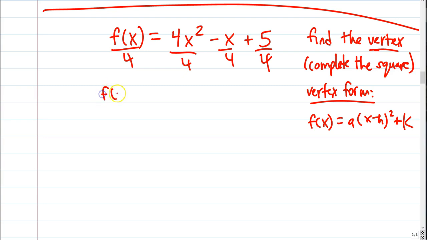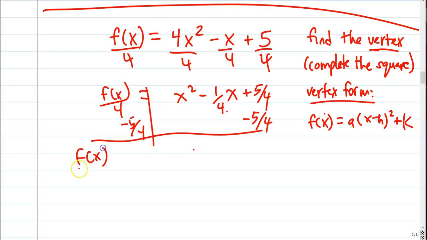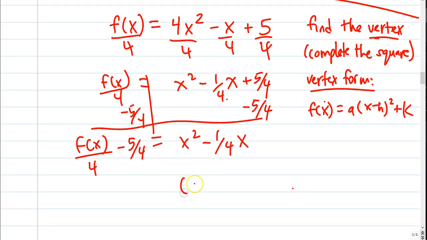So we have f of x over 4 is equal to x squared minus 1/4 x plus 5/4. Step 2, we're going to move the c. F of x over 4 minus 5/4 equals x squared minus 1/4 x. We're now ready to complete the square. It ain't pretty, but it's possible.